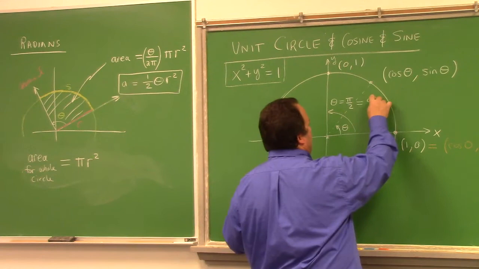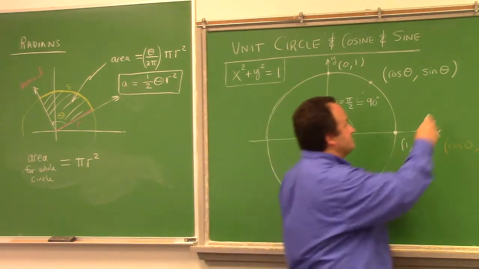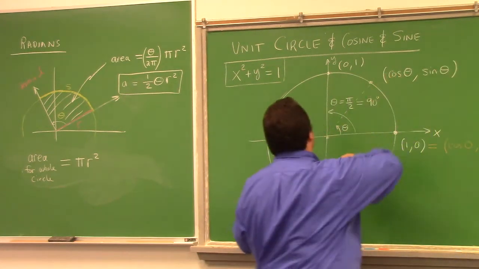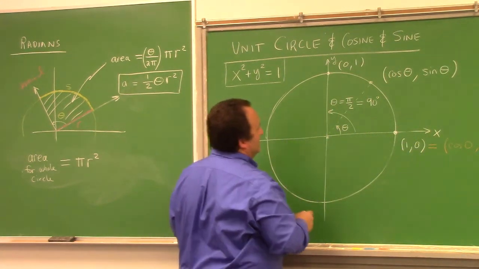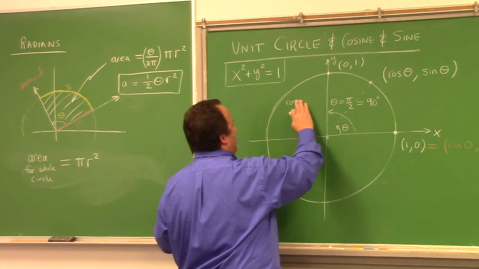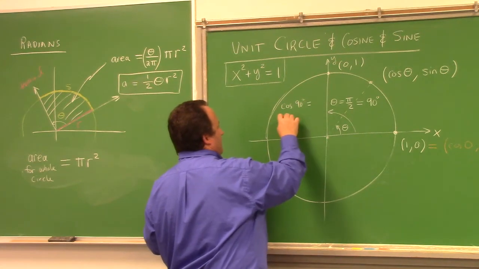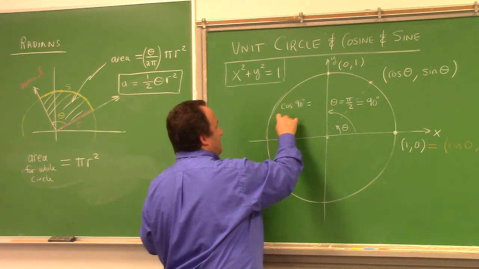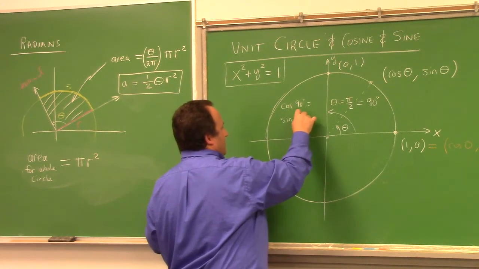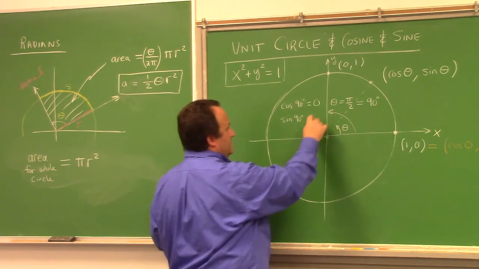I'll say 90 degrees here just to mix it up a bit. So what's the cosine of 90 degrees? It's 0, right? And sine of 90 degrees is 1.